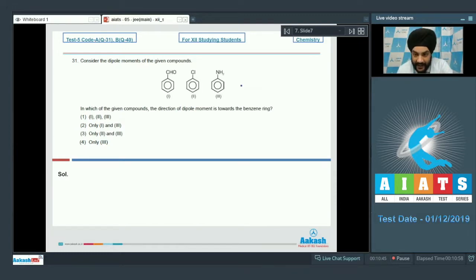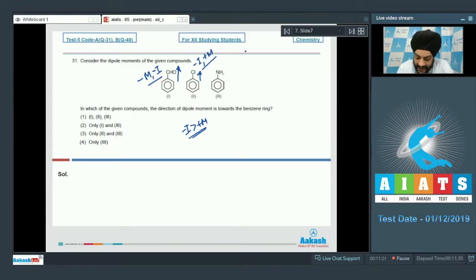So if you look very carefully at the groups which are given, students, the CHO exerts a -I and -M effect. So the direction of the dipole will be towards the CHO group. If we talk about the second compound, we have chlorobenzene. Chlorobenzene exerts a -I and a +M, but we know that -I is more than +M in this case. So it is again withdrawing in nature, and the dipole will be oriented along Cl.